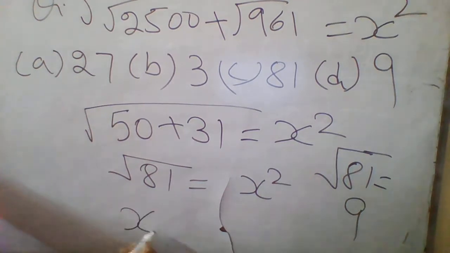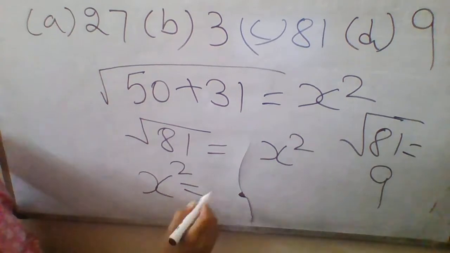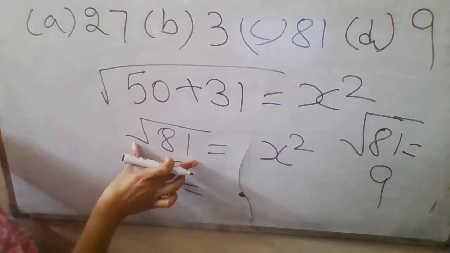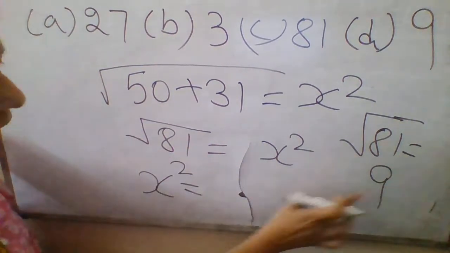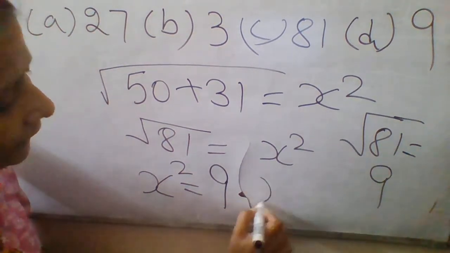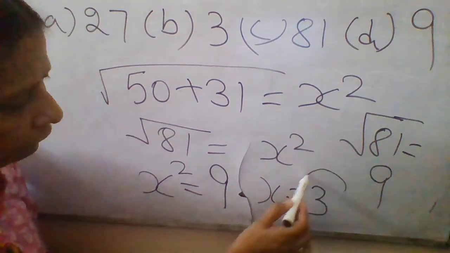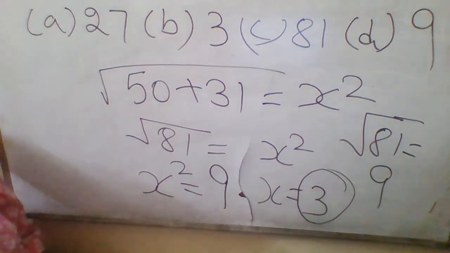Now what have you got here? See, x square. What is the value of x square? In place of under root 81, I am going to write this 9. X square is equal to 9. So what is x? So x is equal to 3. Now what is the value of x? X is equal to 3.